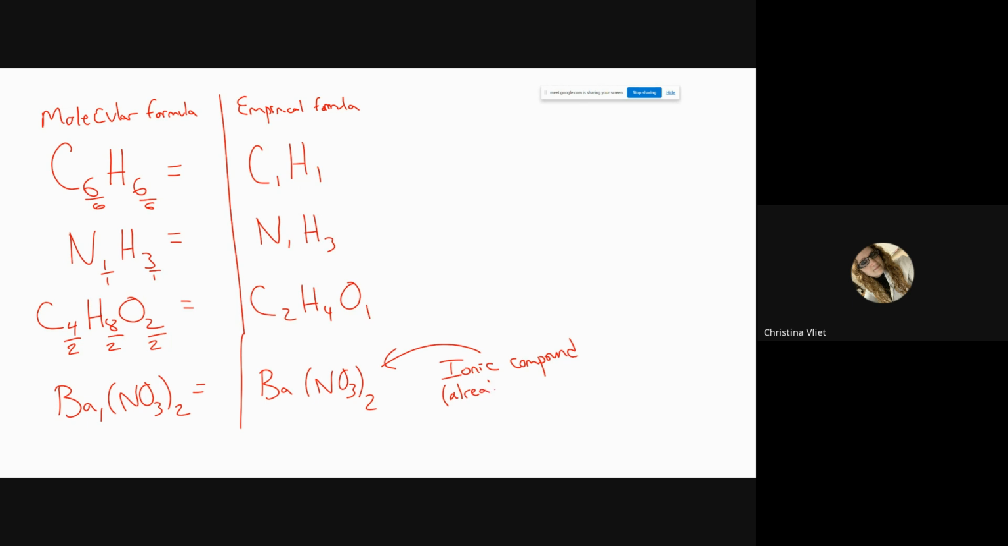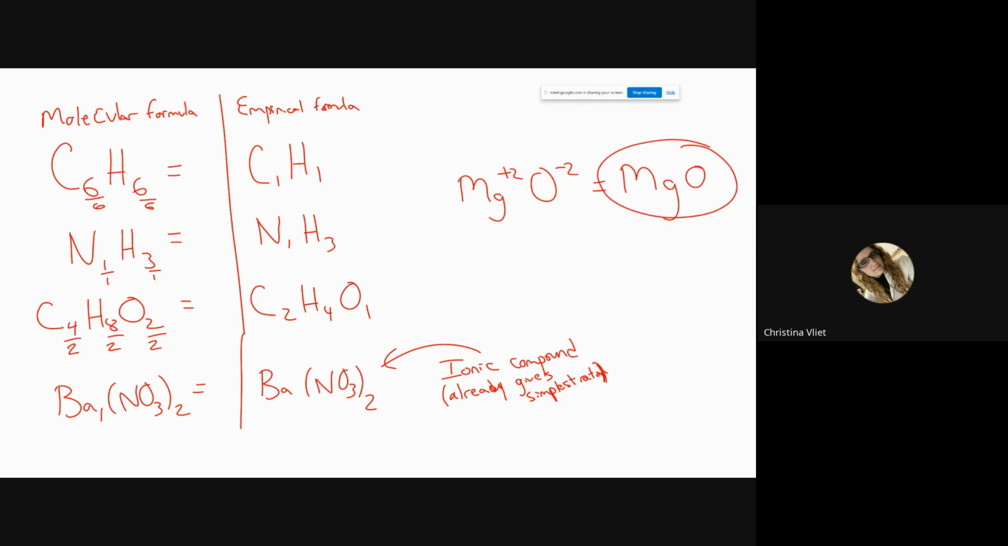Already gives the simplest ratio. You may remember when we were initially forming ionic compounds, let's say we had Mg plus 2 and O minus 2. We never said that was Mg2O2, did we? What did we say that this compound would end up being? MgO. So that's what I was saying earlier when I first brought it up.